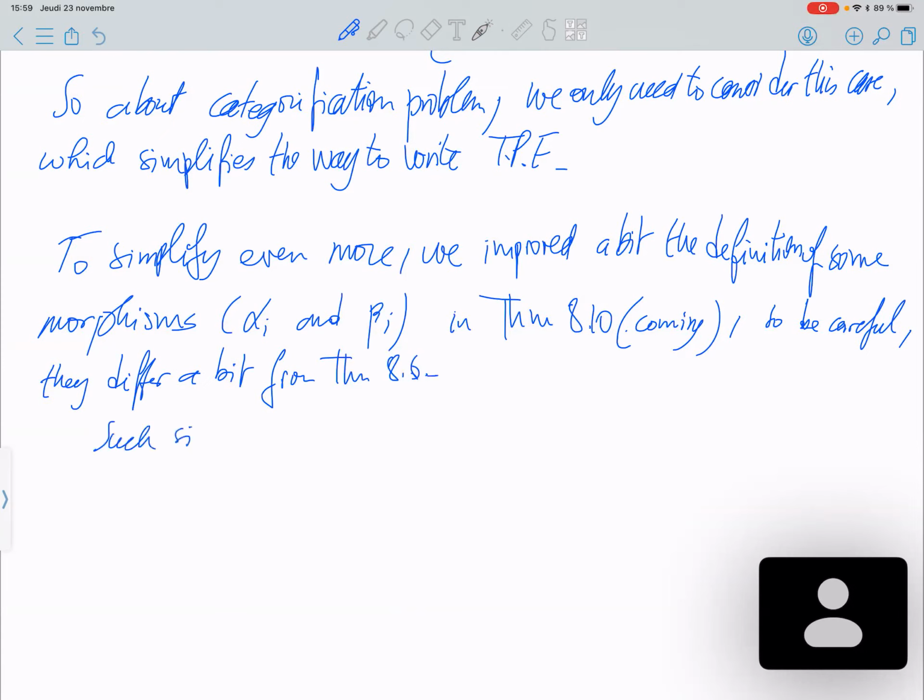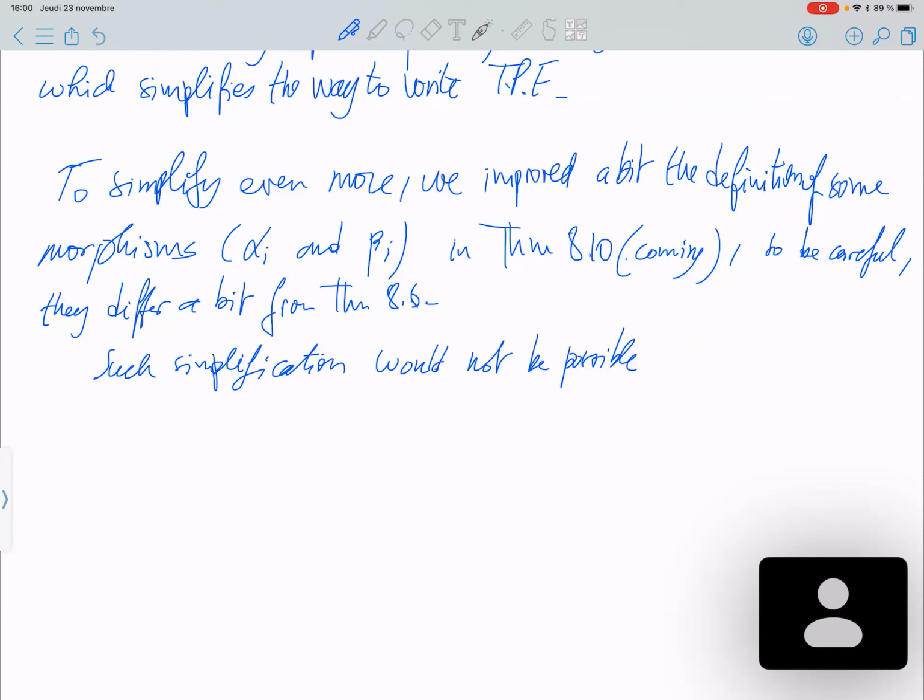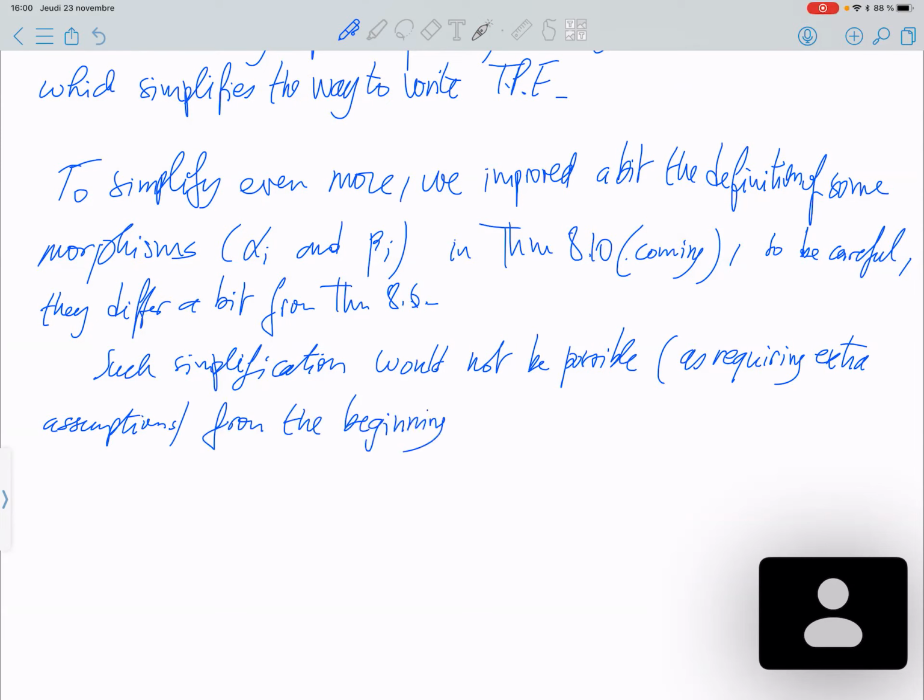Such simplification will not be possible from the beginning, because it requires an extra assumption. The extra assumption we use now. So beginning here means theorem 6.3.